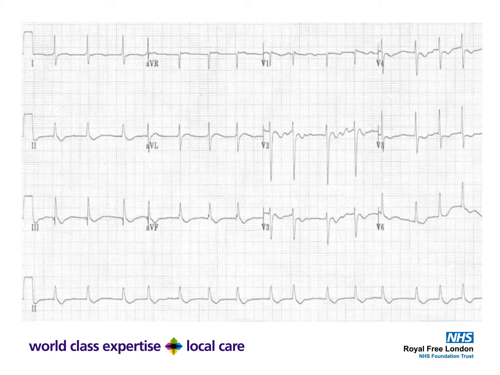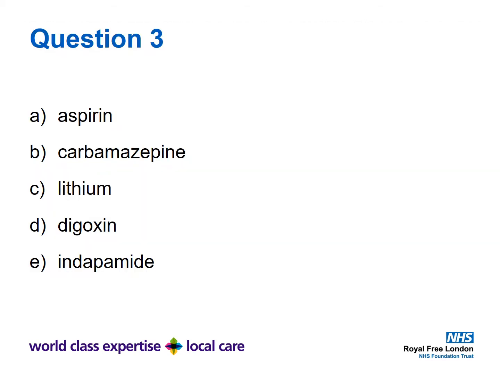This is the ECG here. Pause here if you need to study the ECG. So, which drug has this patient overdosed on? Is it A, aspirin, B, carbamazepine, C, lithium, D, digoxin, or E, indapamide?